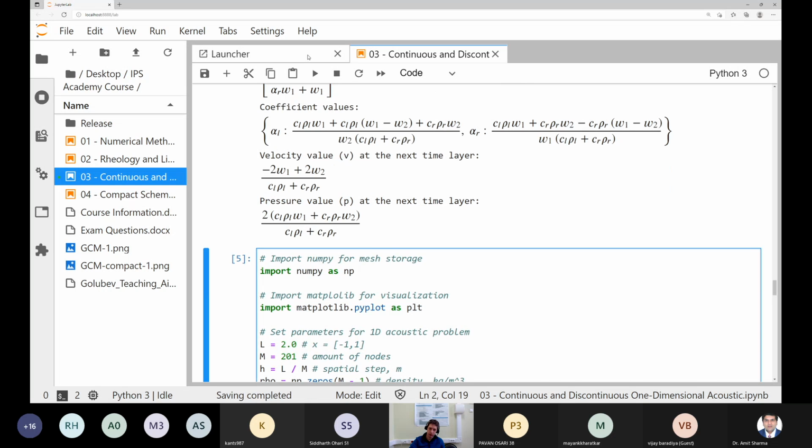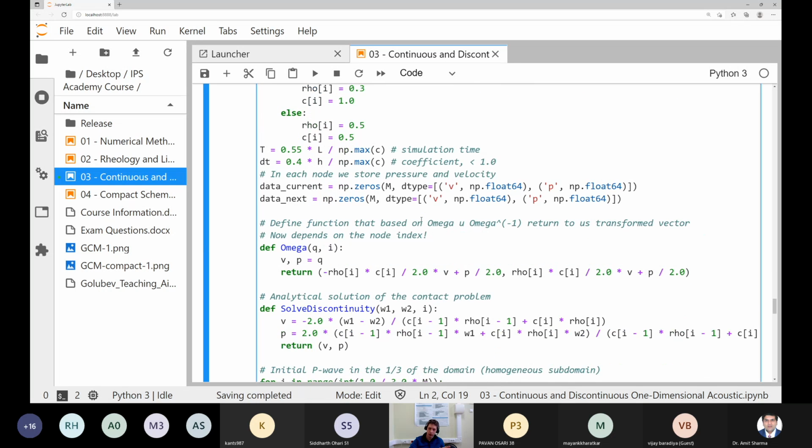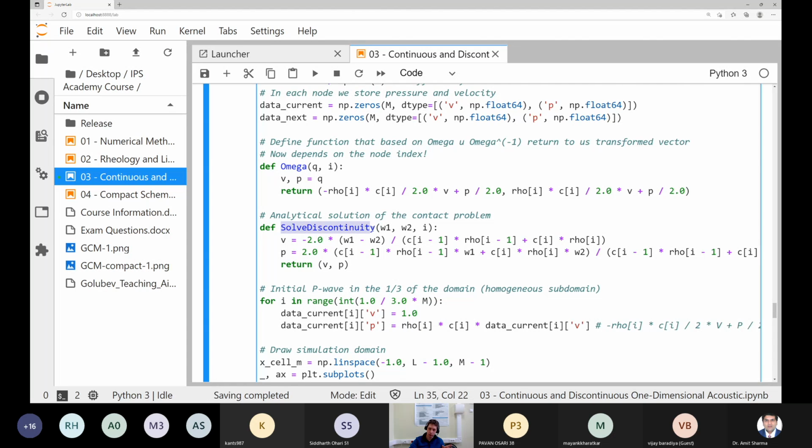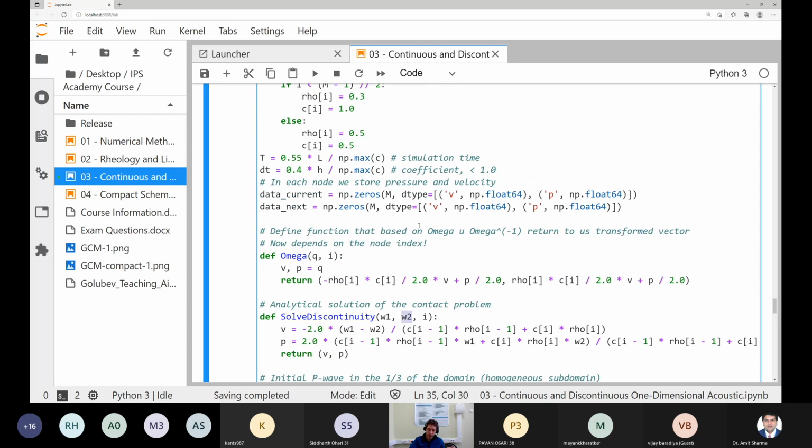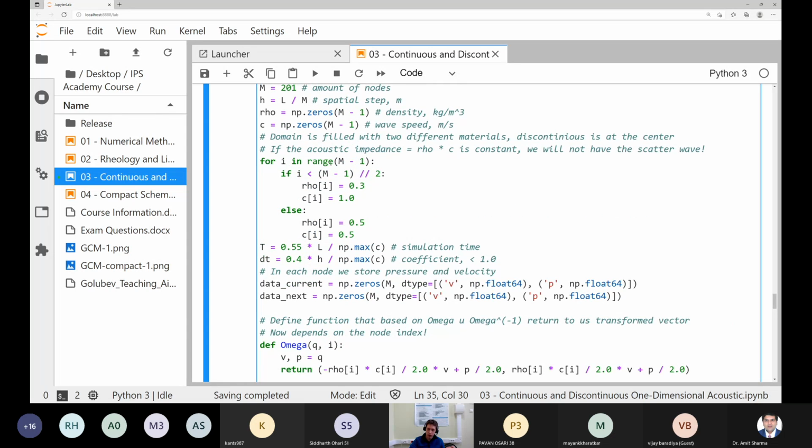So I implemented this here as a tiny program. I simply added the new function solve discontinuity, where I put the value of W1, calculate for the right part of the domain, omega W2, calculate for the left part of the domain, and I added here the discontinuity. In the middle of our domain, we have a discontinuity. From the left part, we have rho equal to 0.3. In the right part, 0.5, and the same for C.